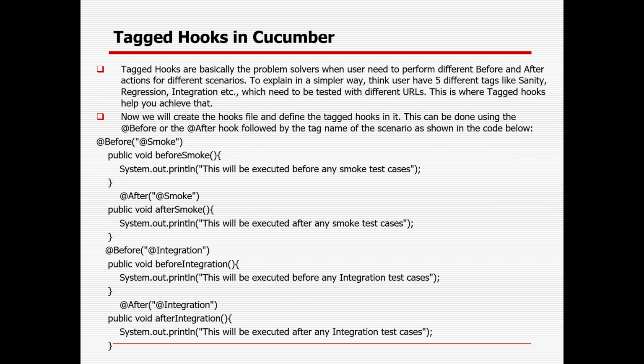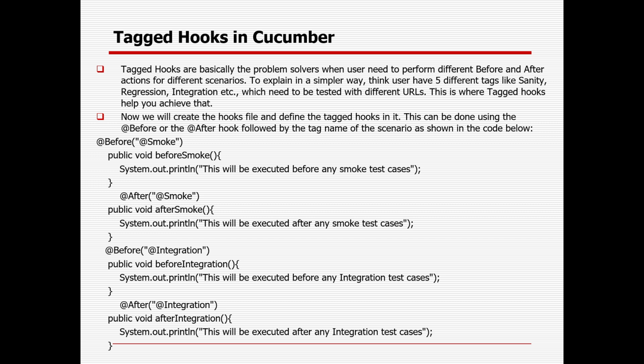Then tagged hooks. Why are tagged hooks required? Just giving an example: in the hooks you have written launching the browser or maybe the URL. But in case you want to deal with multiple environments, your URL will not be the same. Suppose today you want to execute in the system testing environment. Tomorrow it will be the SIT environment, which might be different. Day after tomorrow it will be UAT, so the UAT environment will be different. So your environment might be different, and I want to hit that particular URL.